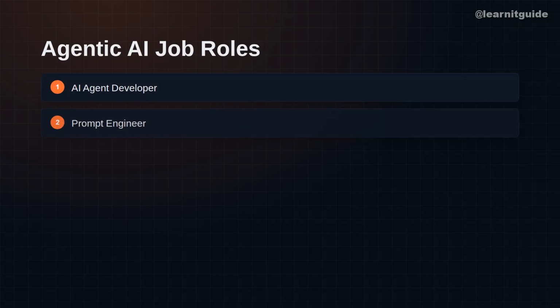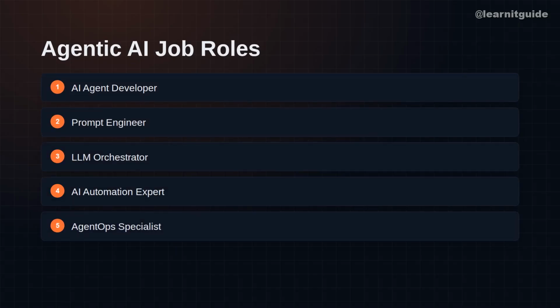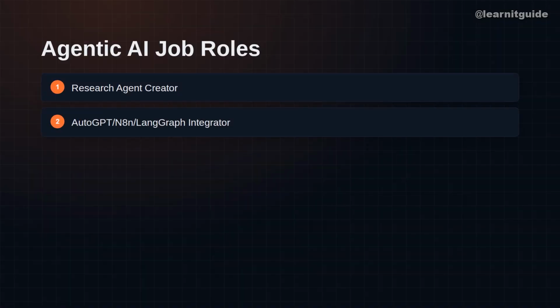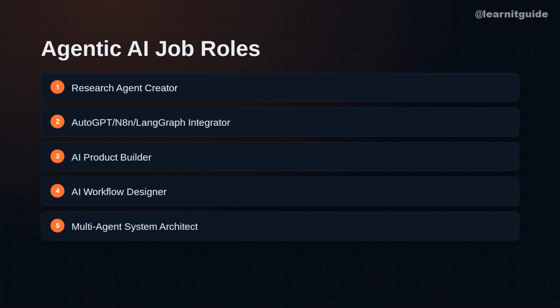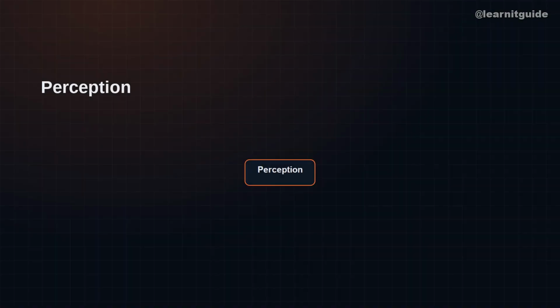If you are looking at roles in this space, the key positions include the AI agent developer, prompt engineer, and LLM orchestrator, alongside the AI automation expert and the AgentOps specialist. Moving further into specialized roles, we have the research agent creator and the AI workflow designer. You'll also find the AutoGPT, N8N, and LangGraph integrator, as well as the AI product builder and the multi-agent system architect.